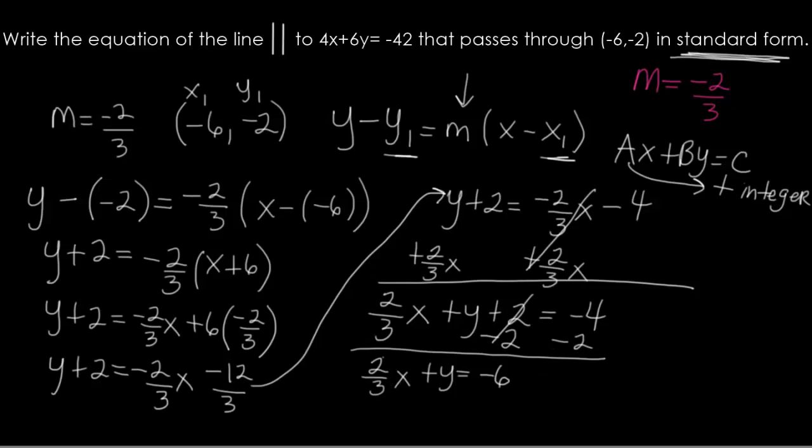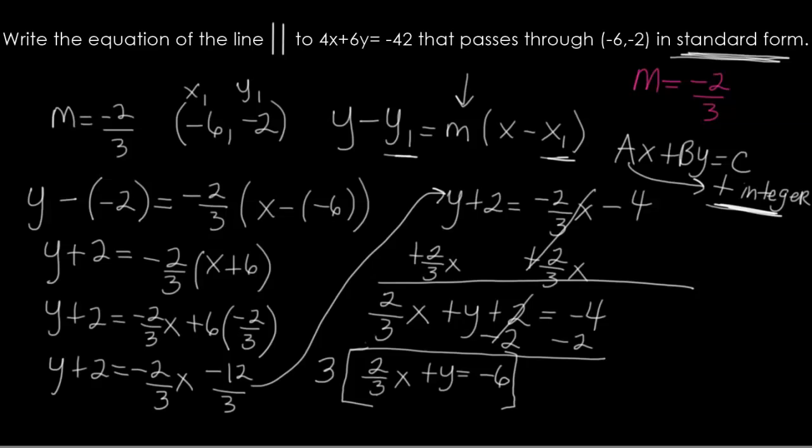Look at this, 2/3 x. What did we say? In standard form, A must be a positive integer. It's positive, but it's not an integer. 2/3 is a fraction, not an integer. So we need to get rid of that fraction. How do we do that? Well, what is the denominator? 3. So if we multiply this whole thing, both sides of the equation, by 3, that will eliminate the fraction.